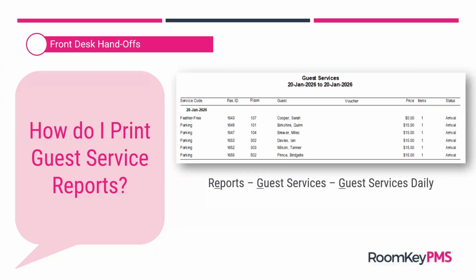This will allow you to print a list of all of the guest services per date. So this is just one single date for January 20th, that was yesterday, or you could do it for a range of dates. So if you wanted to see all the guest services for next week, you can do a range of dates from Monday to Friday, let's say.